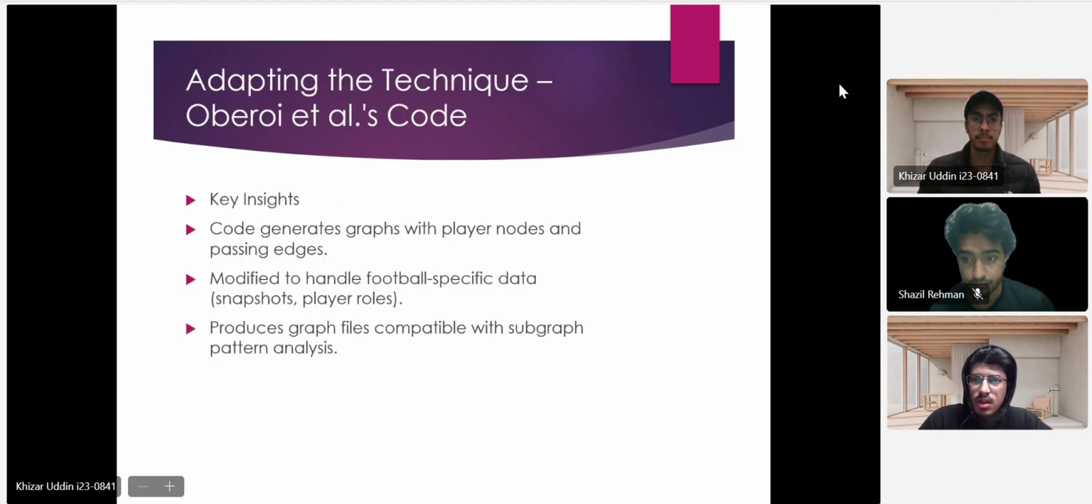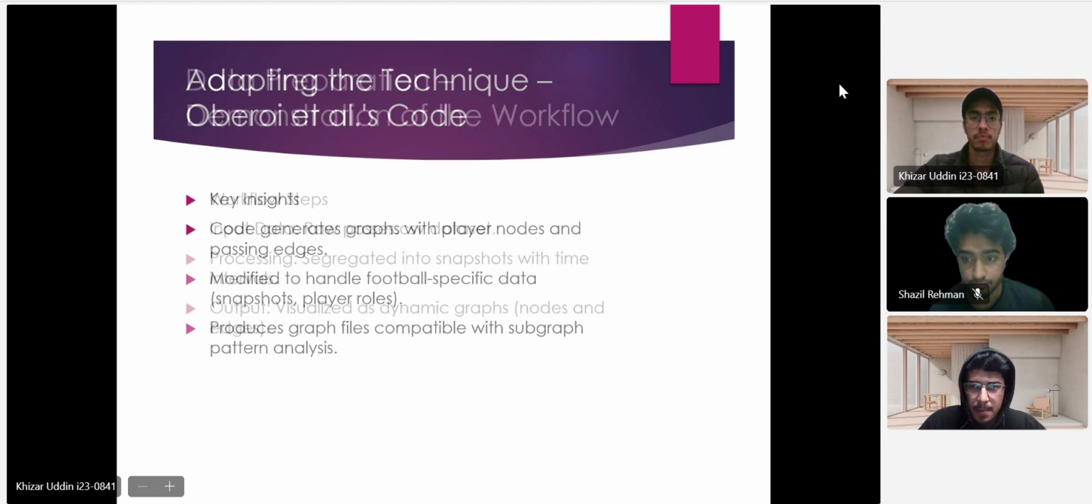Now coming towards adapting the techniques from Oberoi's code. Oberoi's code was key to detecting dynamic subgraph patterns in temporal graphs, and we used that in phase one of the project as well. The original code creates dynamic graphs where nodes represent players and edges represent passes. We adapted the code to handle our football dataset by adjusting for football-specific structures like home-away players. This way, we were able to divide the dataset into snapshots, which capture the passing patterns over short intervals. This adaptation ensured compatibility with the pattern detecting algorithms.